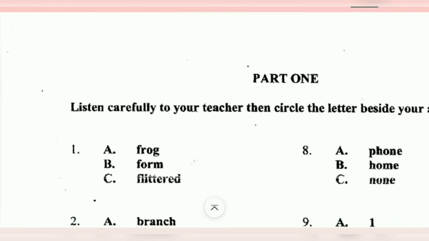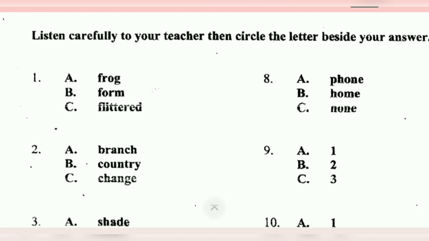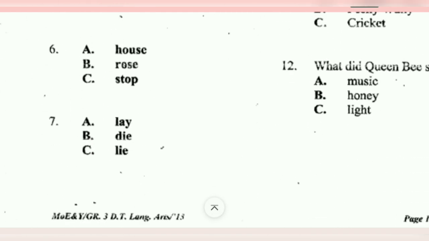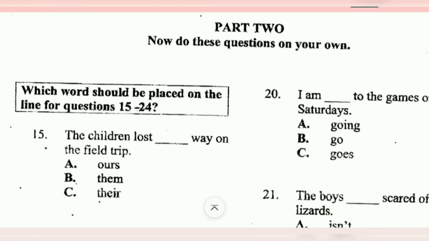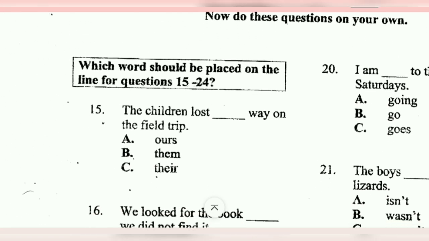All right, part 1. This one your teacher will have to do for you. So let's go down to part, your teacher will have something to read on that. Let's go down to part 2, as I did tell you in the initial, now you do these on your own. Which word should be placed on the line for questions 15 to 24?